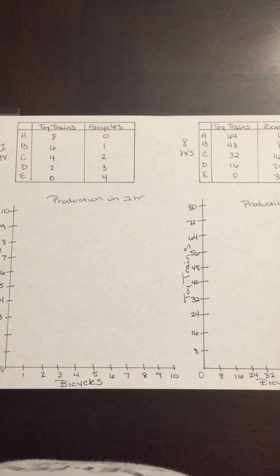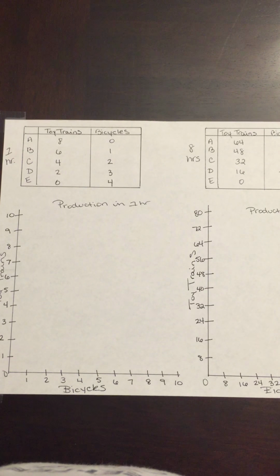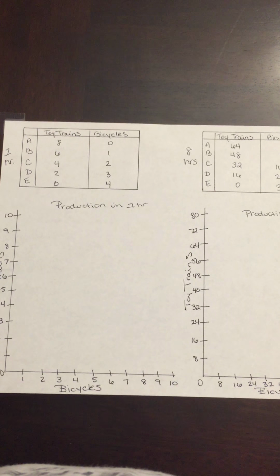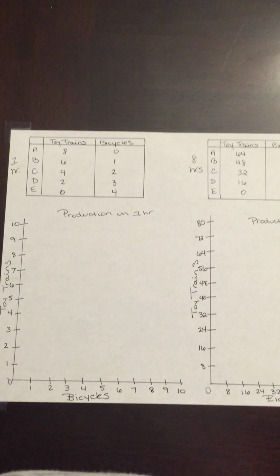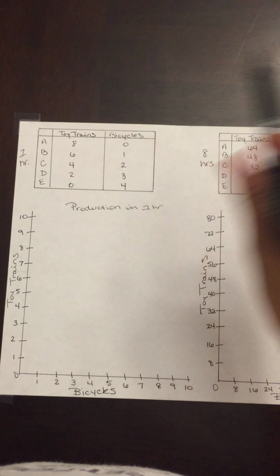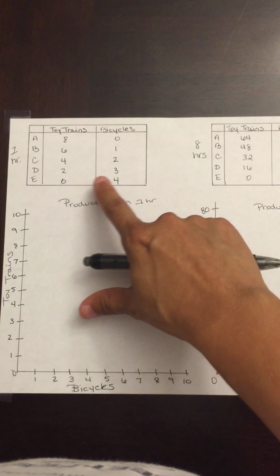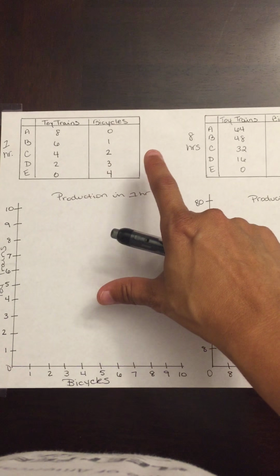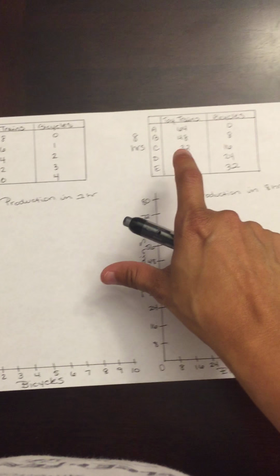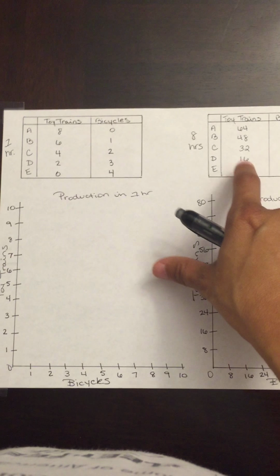I'm completing the assignment for Module 1, looking at the production possibility frontier graphs. I've chosen two products, toy trains and bicycles, that I'll be producing. I've created two charts, one for how much I can produce in 1 hour, versus 8 hours' worth of production.